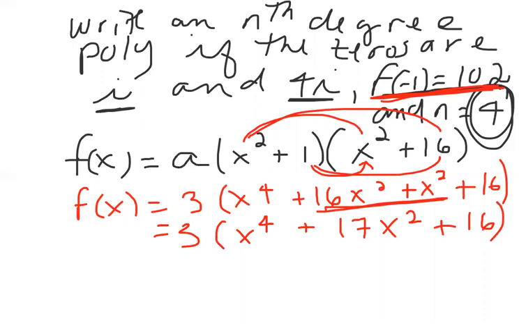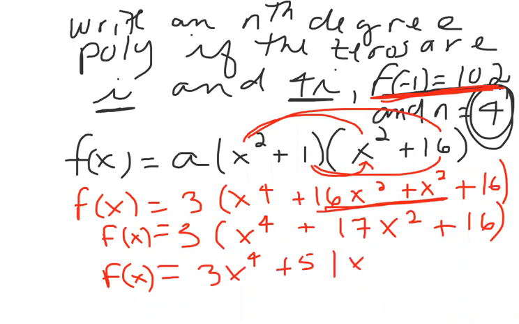Now we distribute the 3. So our final answer, people, remember notation is important, is 3x to the 4th plus 51x squared plus 48. Ooh, that's a horrible 4 right there. Shazam. There we go. That's better.